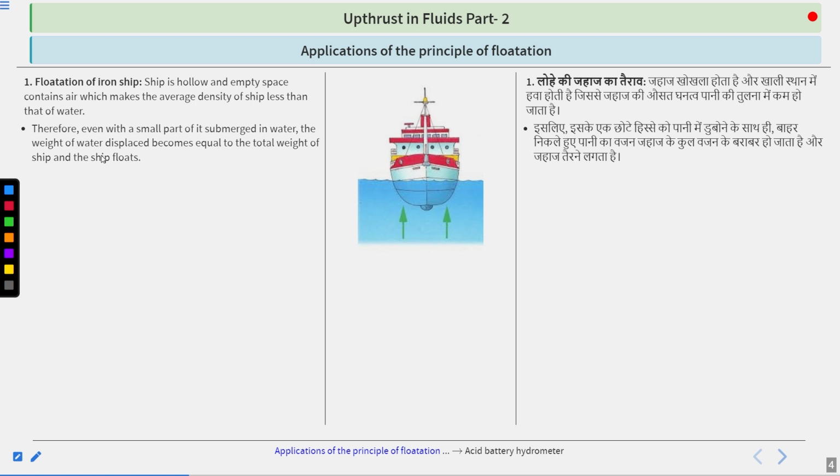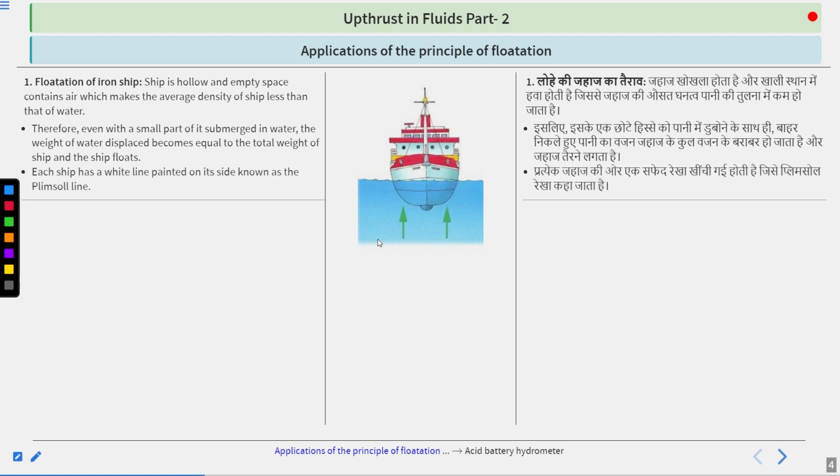Therefore, even with a small part of it submerged in water, the weight of water displaced becomes equal to the total weight of the ship and the ship floats, like the second case that we had, when the weight of the solid equals the weight of displaced liquid. So because of this, the weight of the ship becomes equal to the weight of the displaced water, and because of this, the ship starts floating. Got it?